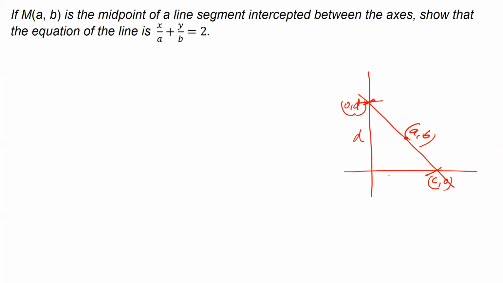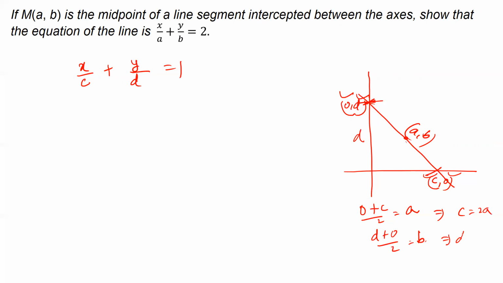And because c and d are the x and y intercepts, my equation actually becomes x by c plus y by d is equal to 1. Now the question says that (a, b) is the midpoint of (0, d) and (c, 0). So we have learned that to find the midpoint of any two given points, all you need to do is just add up the x coordinates and divide by 2. So (0 plus c) divided by 2 should be equal to a. And to find b, you add the y coordinates and divide by 2. So (d plus 0) divided by 2 should be equal to b. So this gives you c is equal to 2a, and this gives you d is equal to 2b.